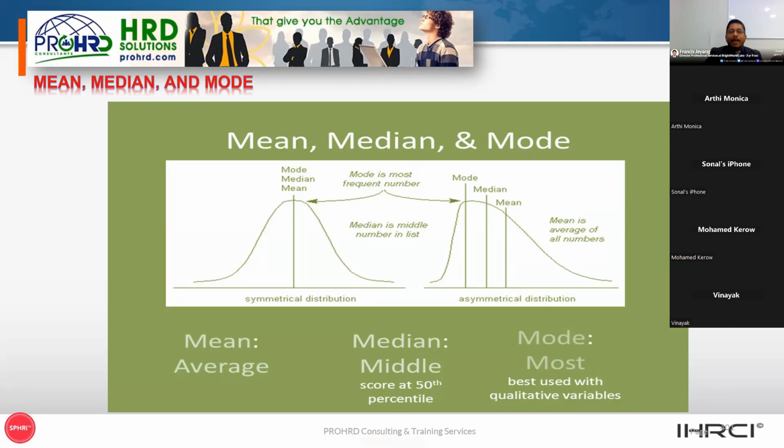Can you repeat again, please? Yeah, Aarti $1, Vinayak $2, Sonal is getting $4, and Mohammed is getting $1,000. What is the median? Is it 1.5?